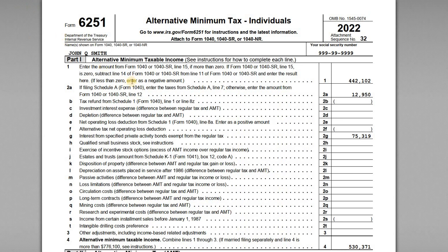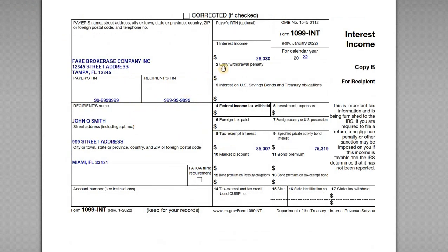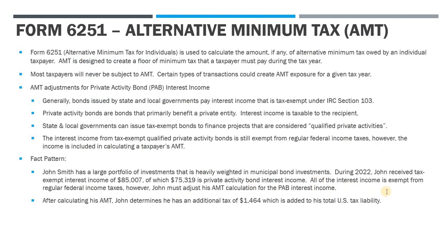So if we look at the 1099 John received here from the broker, he's got his taxable interest income up there in box 1, right? That's not unusual. That's just taxable at his regular federal income tax rates. But down here in boxes 8 and 9, the amount of tax-exempt interest from municipal bond investments, $85,007, and then the portion of line 8 that is private activity bond interest is reported in box 9, and that's $75,319.